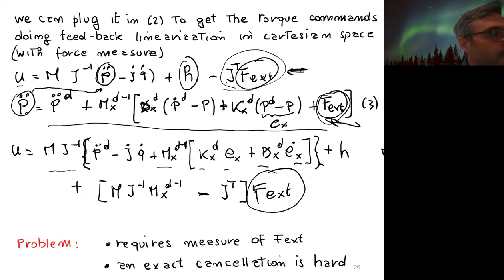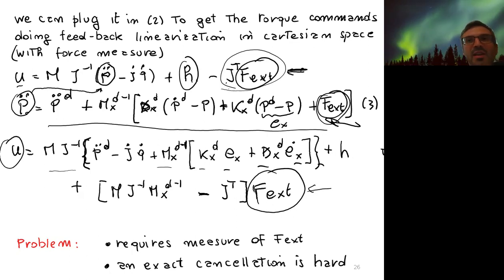So we'll see that we can define a simplification of this that gets rid of this term. But for now, this is the most general expression, this is the control law that realizes a desired impedance at the end effector with the following parameters: dx, kx, and mx. Okay.